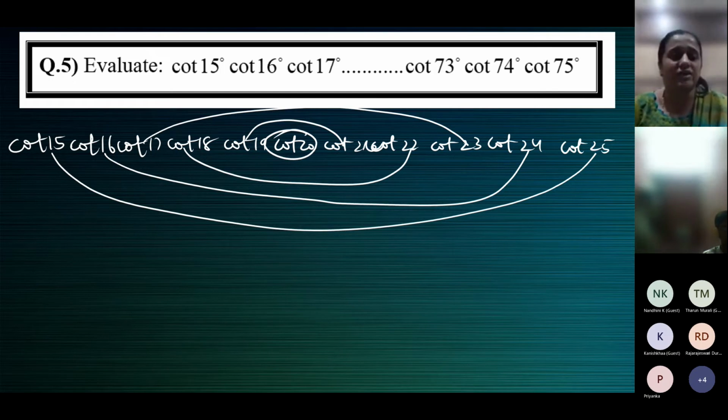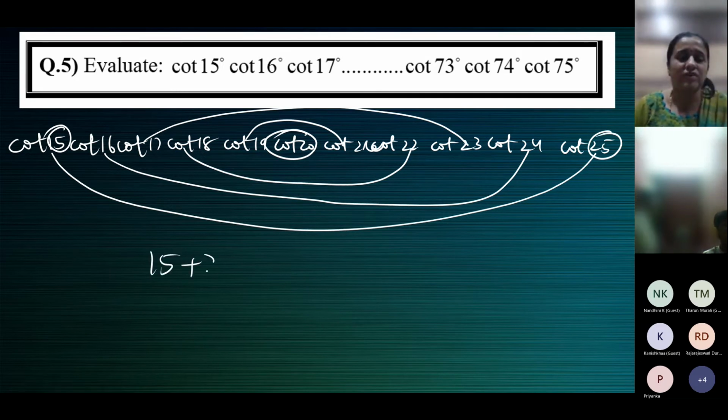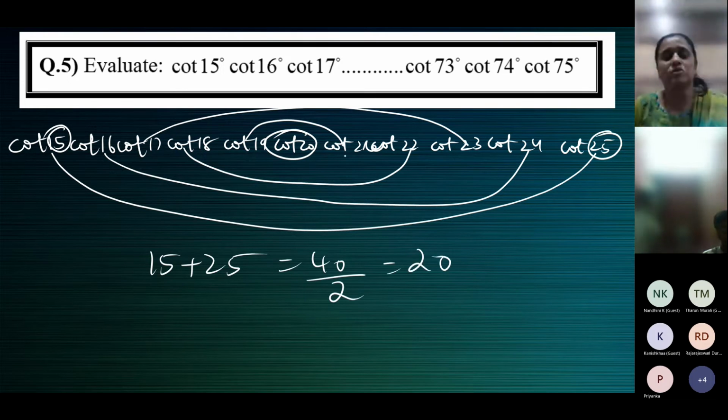How do you identify that? The first angle, 15 degrees. The last angle, 25 degrees. 15 plus 25 is 40, and 40 by 2 is 20. So cot 20 degrees is the angle that will be in the middle. All right.